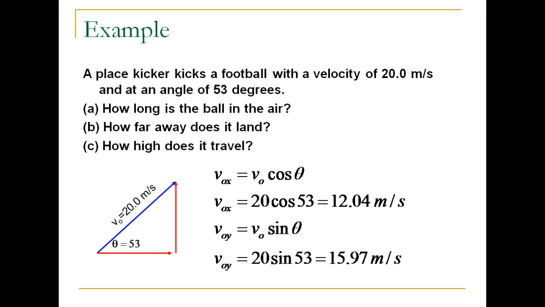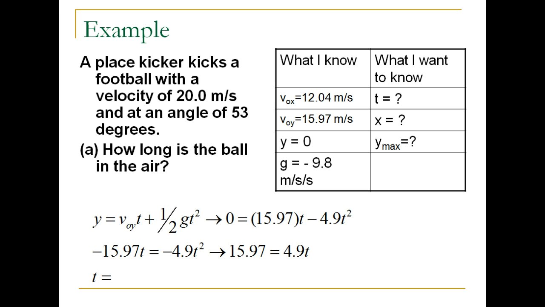And for the y direction, the same thing, but now we use sine of theta, and we end up with 15.97 meters per second. So that gives us our initial velocities. Now we can go back and plug those into our equations to help solve. So the first thing we want to know is how long the ball is in the air. We want to know time.